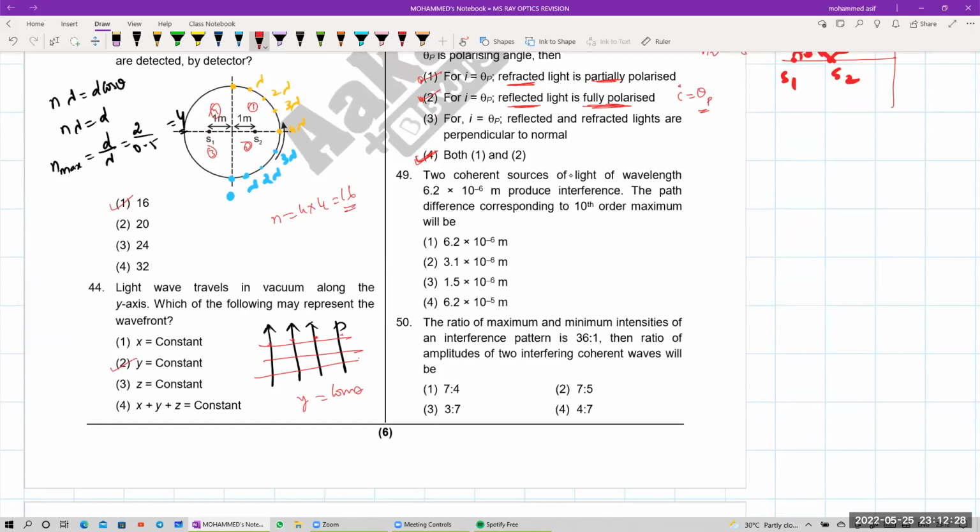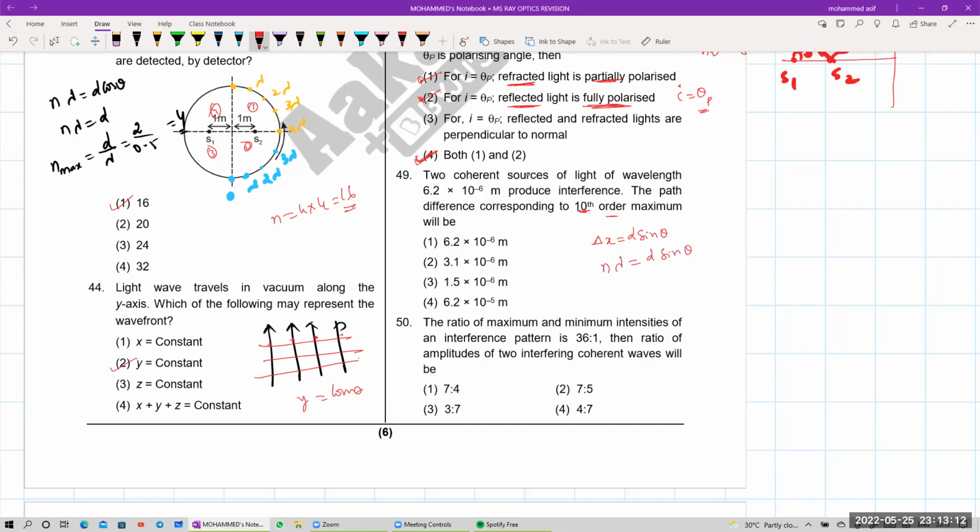49. Two coherent sources of the light of wavelength 6.2 into 10 to the power of minus 6 meter produces the interference. The path difference corresponding to the 10th order maxima will be equal to how much? Can anyone do this one? बेटा direct question है. Maxima के लिए पूछ रहा है ना बेटा. So maxima के लिए delta x का formula क्या है? Path difference d into sin theta, isn't it? So that will be equal to n lambda. N lambda is equal to d into sin theta.